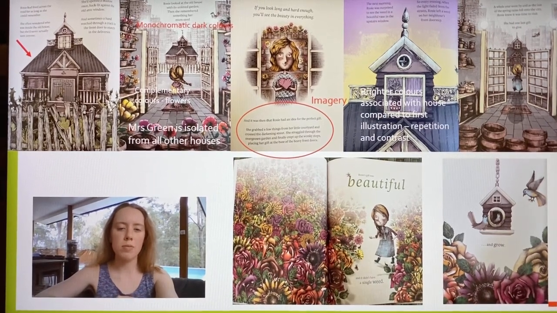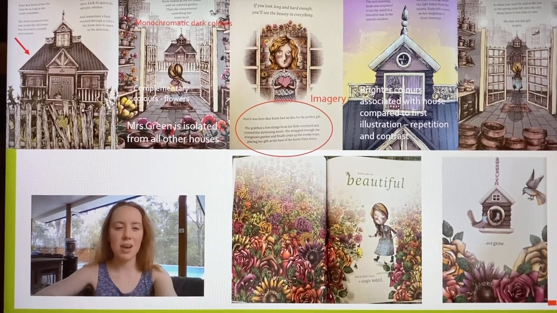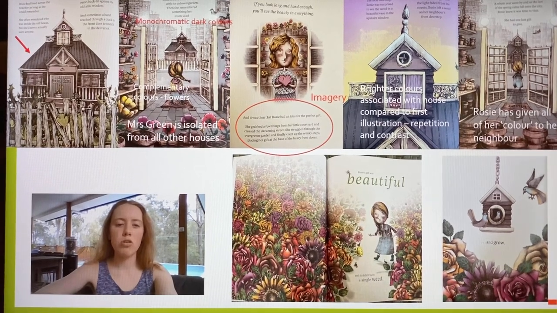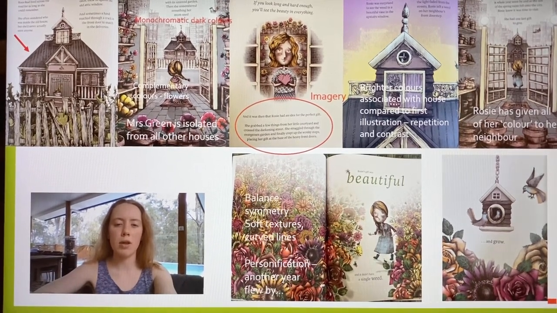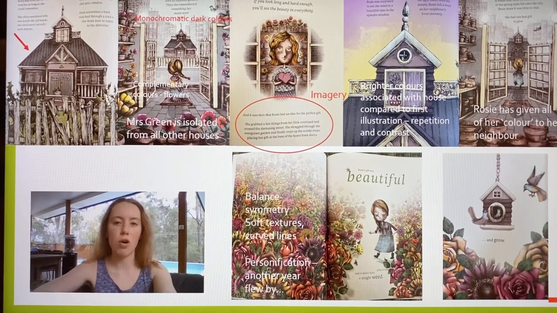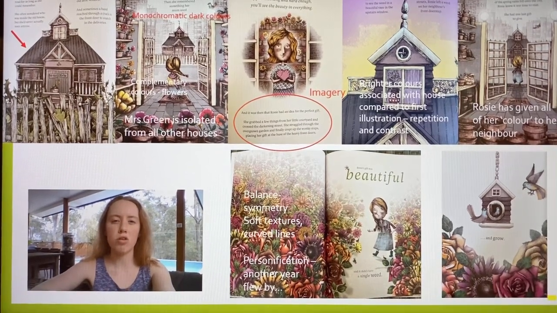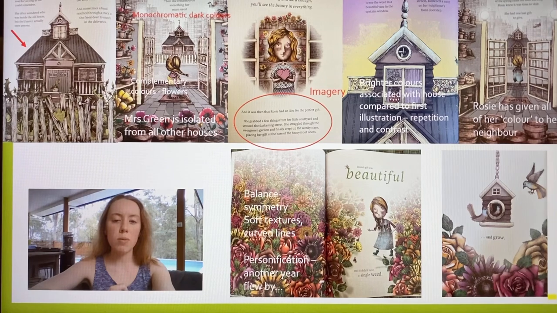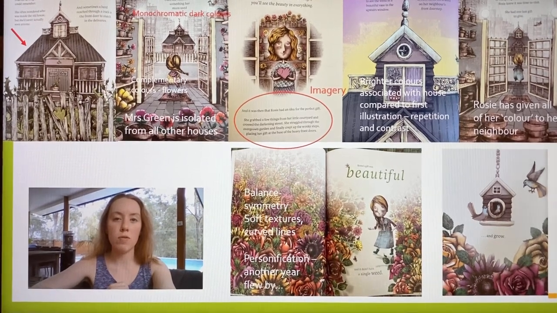After a year passes, Mrs. Green's garden is inundated with bright flowers, which are symmetrically salient across the pages and incorporate soft textures and curved lines, emphasizing tranquility. Such is supported by the language feature of personification.